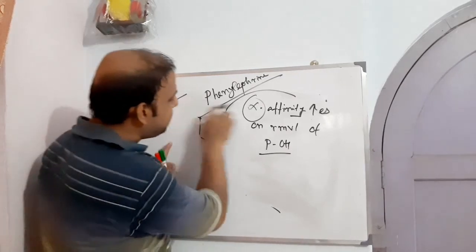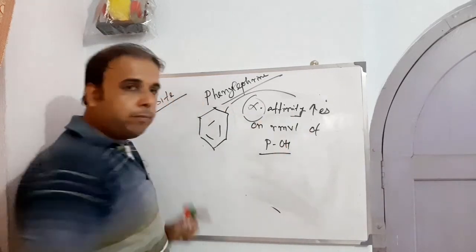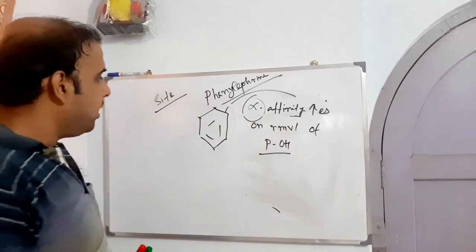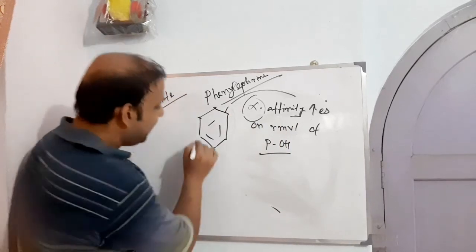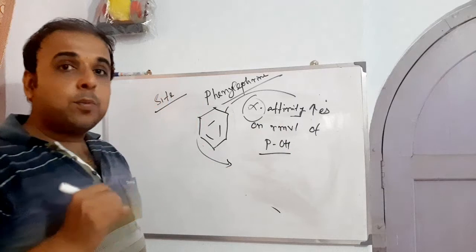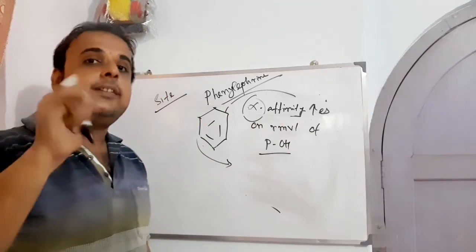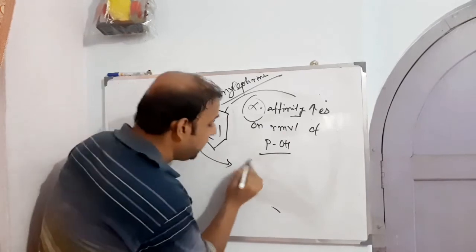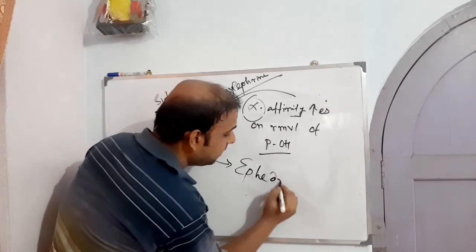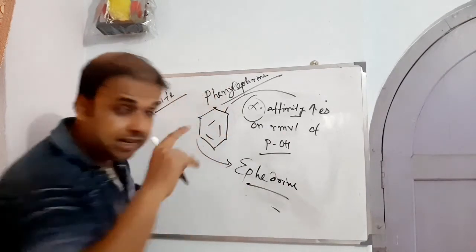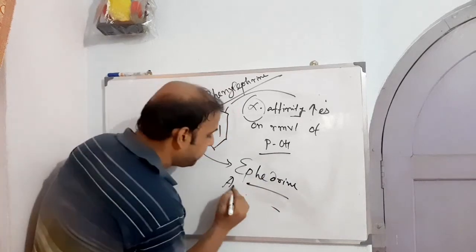The moment we have made it benzene, keeping everything same, what they observed is that this has become an agent which can act in an indirect way, but still an adrenergic agonist. We have an example called ephedrine. Ephedrine is an example. We have another example called amphetamine.